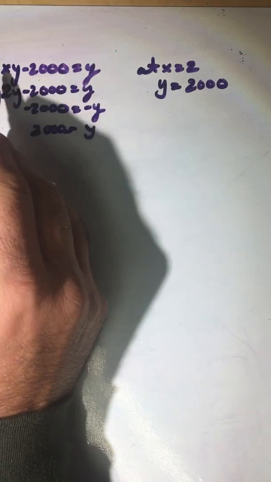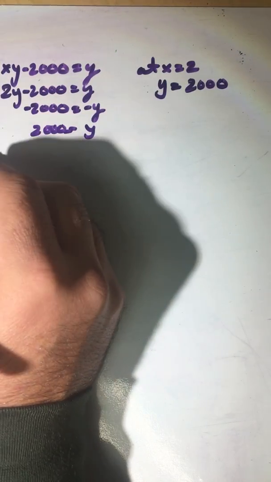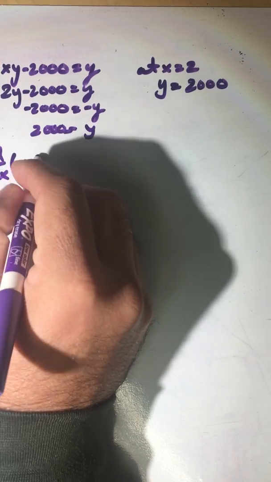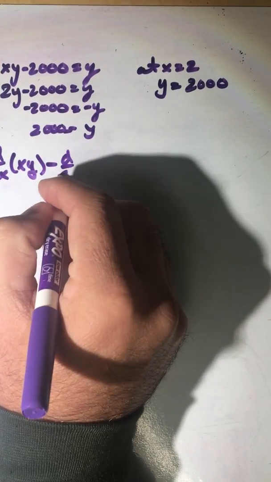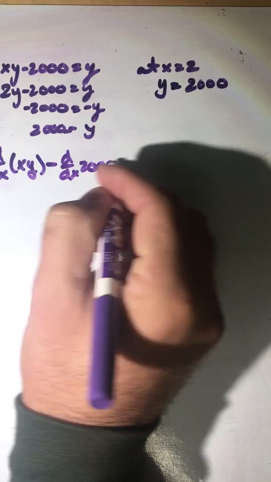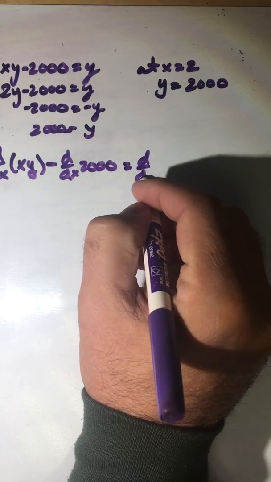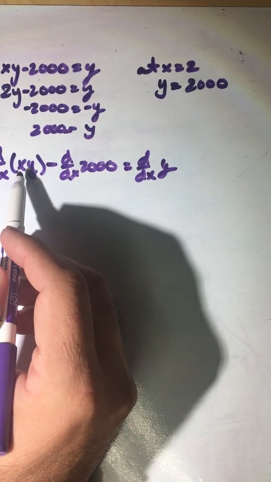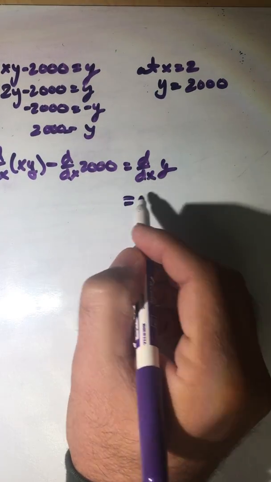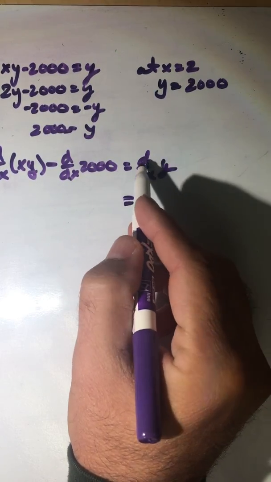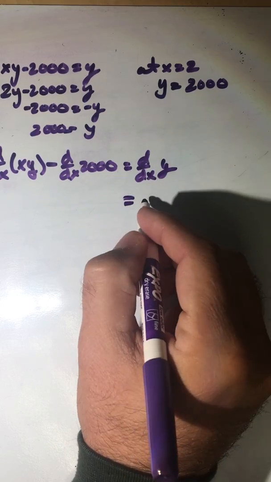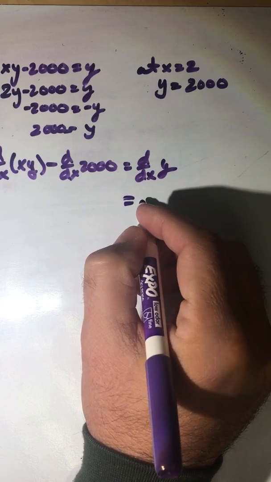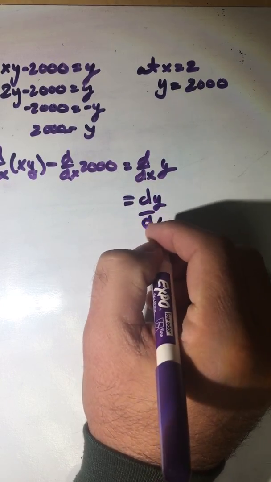So now all I have to do is do the derivative of that. So I'm going to do d dx, derivative with respect to x, of xy minus d dx of 2,000 equals d dx of y. All right, so we'll do this side first. On this side we get what? The derivative of y is just 1, but now I'm doing the derivative with respect to x, so I get 1 dy dx.